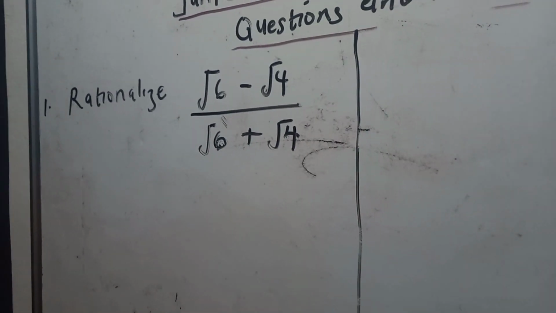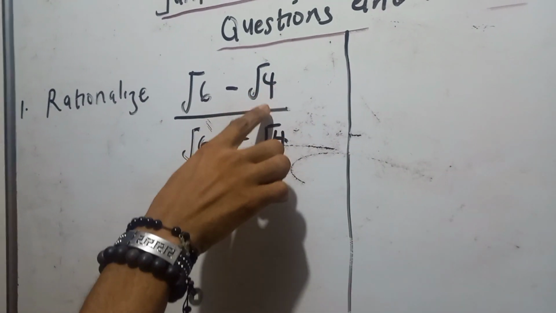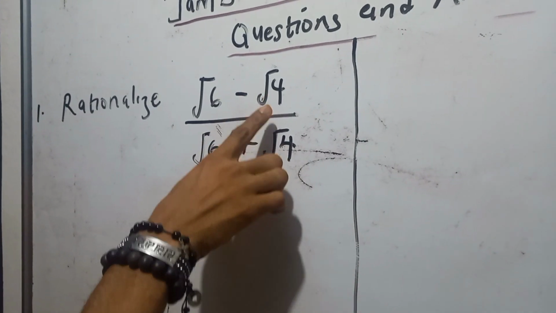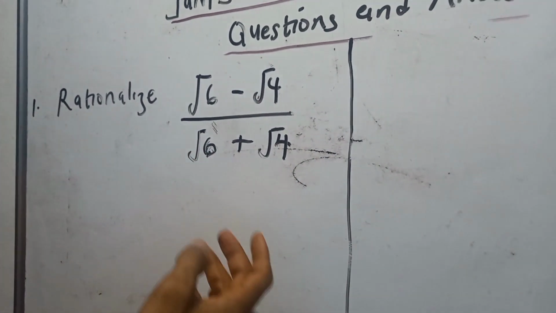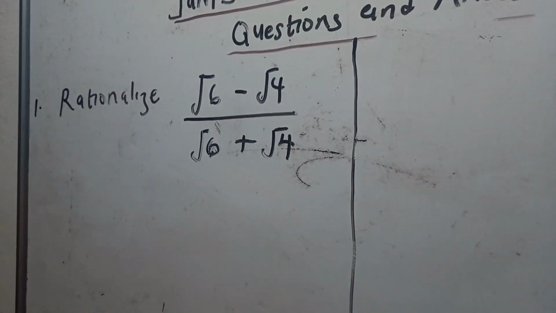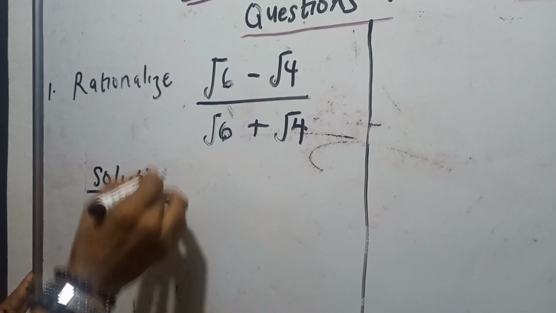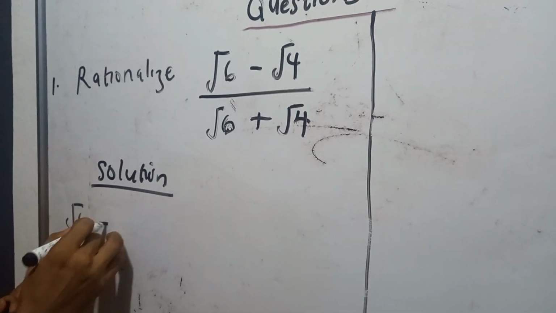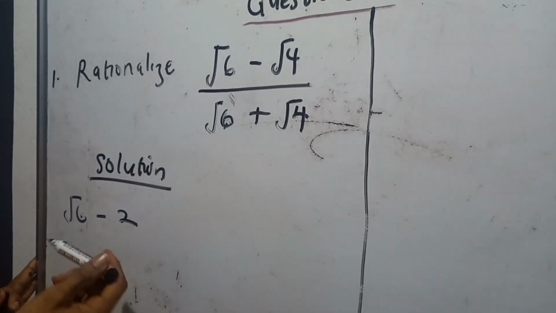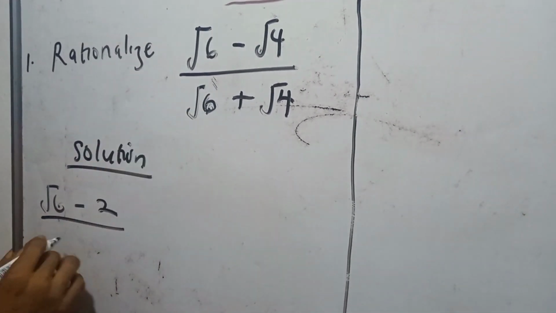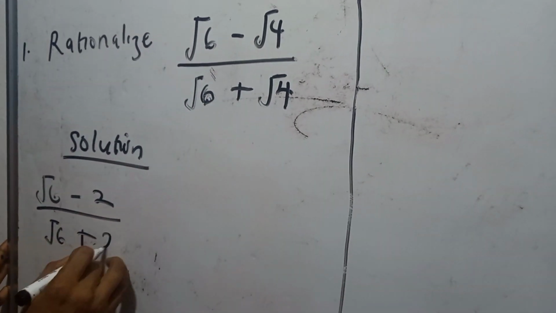Now let's go to the board to solve some of the questions. We have a perfect square here, which is 4. Since 4 is a perfect square, we find the square root of 4. So 6 minus the square root of 4 is 2. Then we continue: 6 plus the square root of 4 is 2.